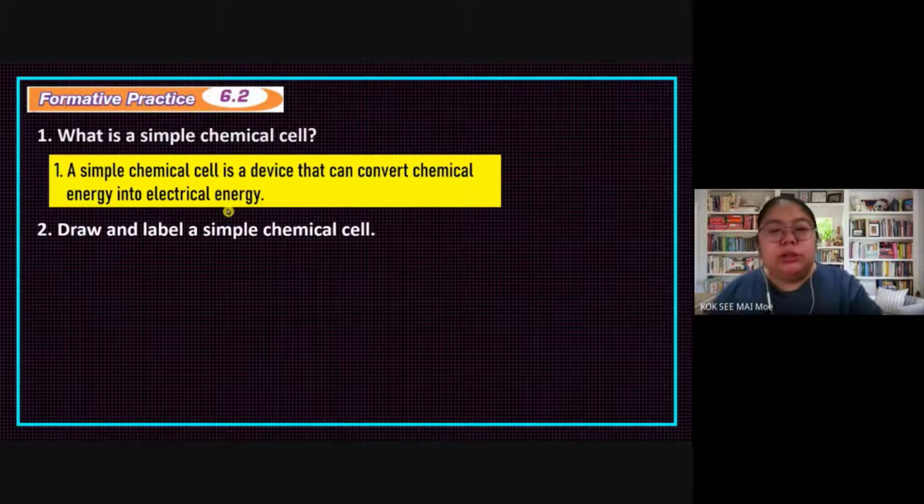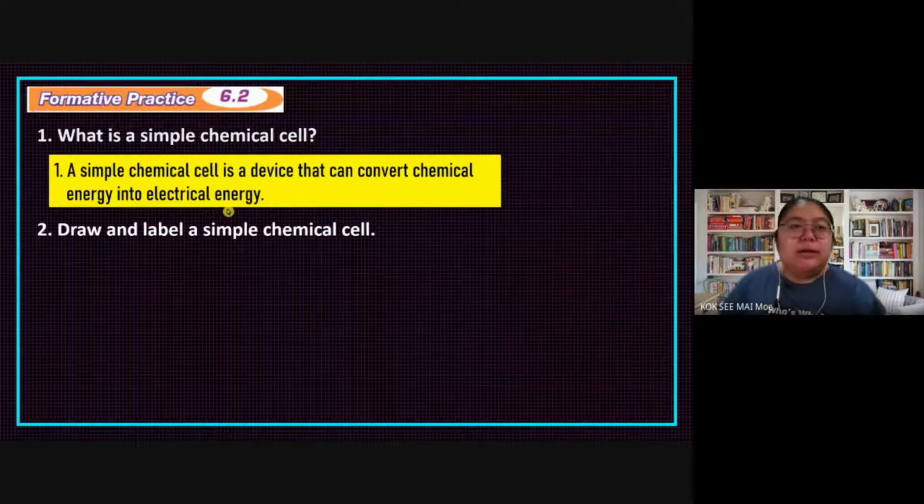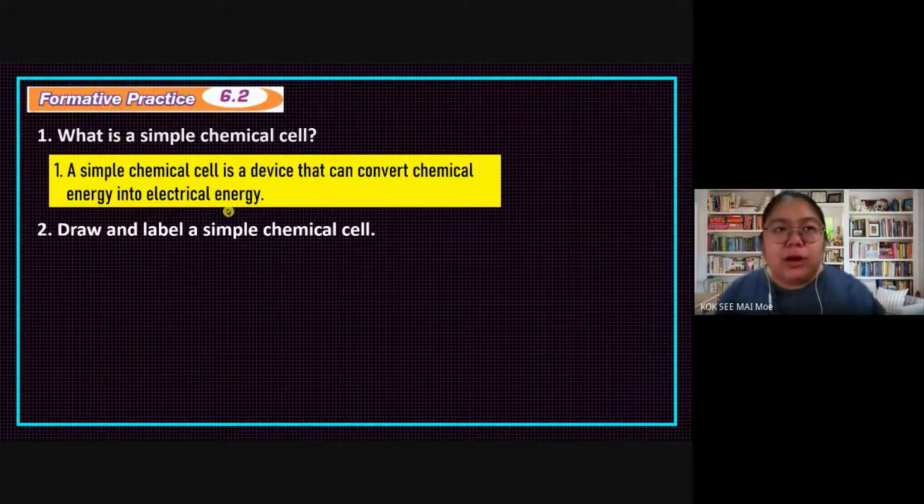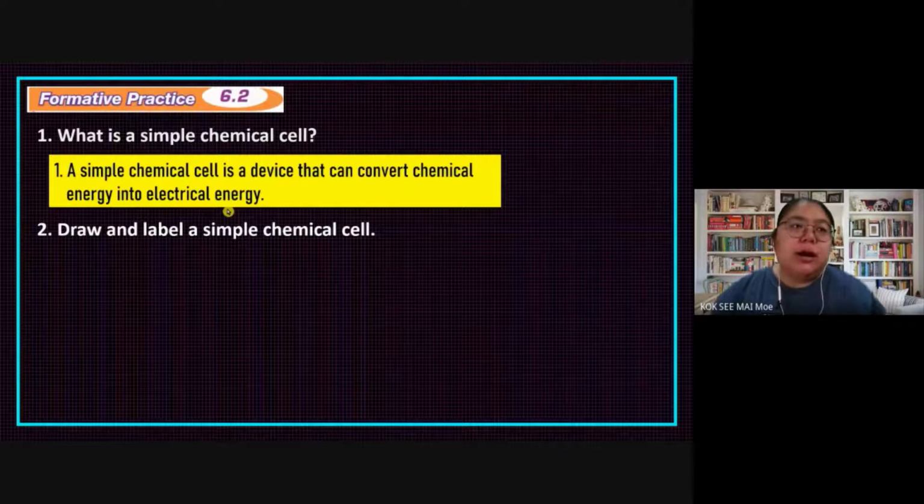Okay, number 2, you need to draw and label the simple chemical cell. This one is an exercise, so you need to draw. That means you don't have a battery. Don't draw the battery. We just draw a voltmeter or galvanometer, or a bulb also can. Okay, so now I go to show.